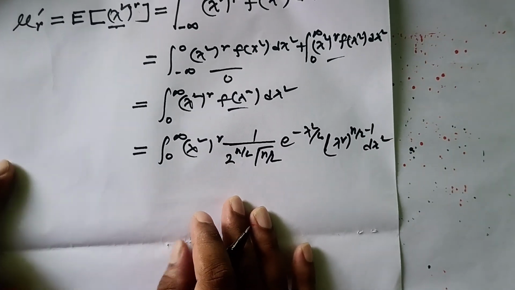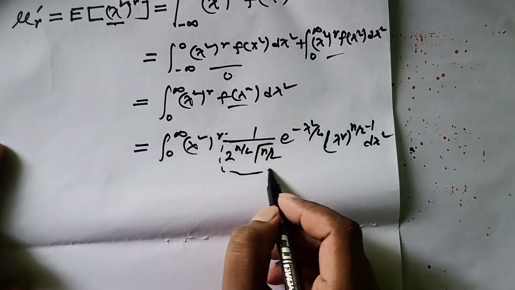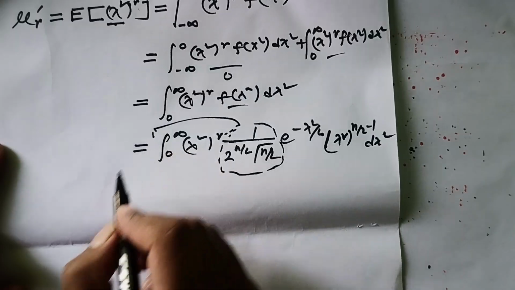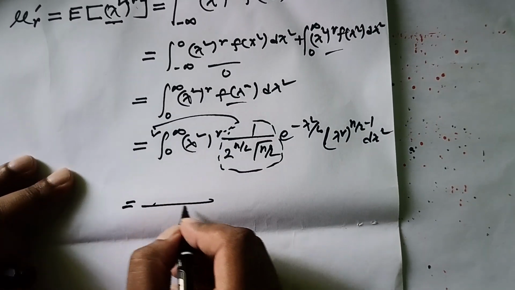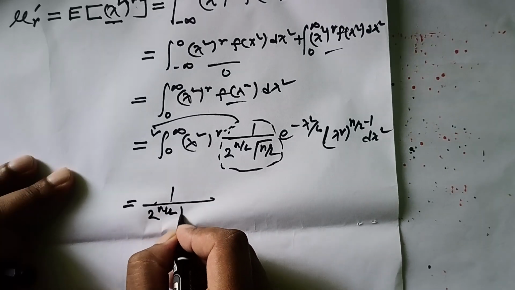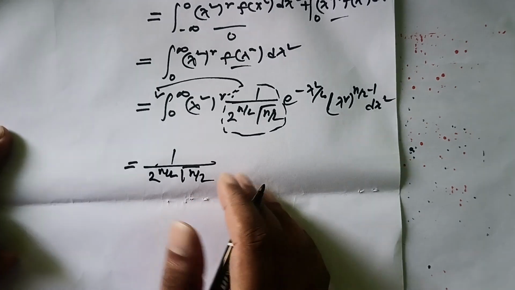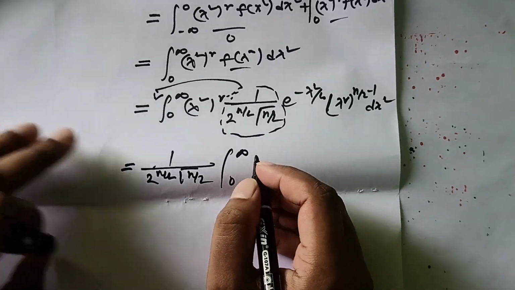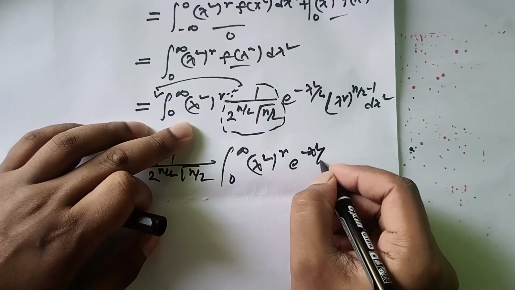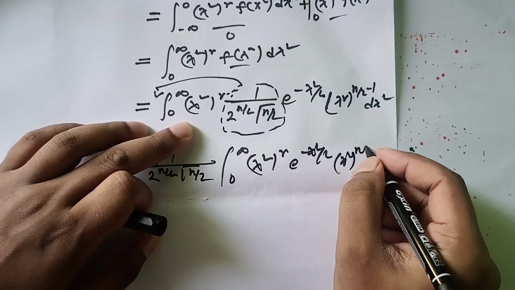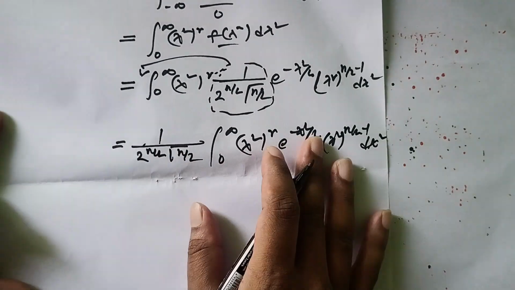As you can see, this is a constant part, so it can be outside of this integration. So we can write it like this: 1 by 2 to the power n by 2 gamma n by 2, and 0 to infinity chi-square to the power r, e to the power minus chi-square by 2, chi-square to the power n by 2 minus 1 d chi-square. Okay, we found it.